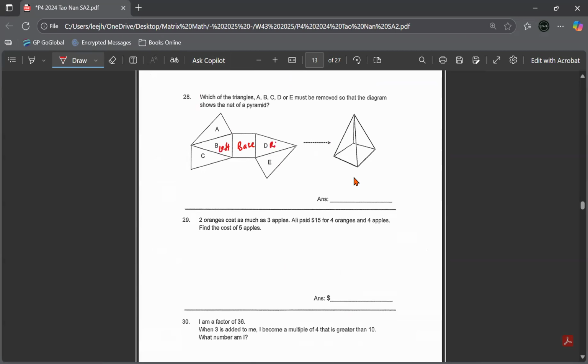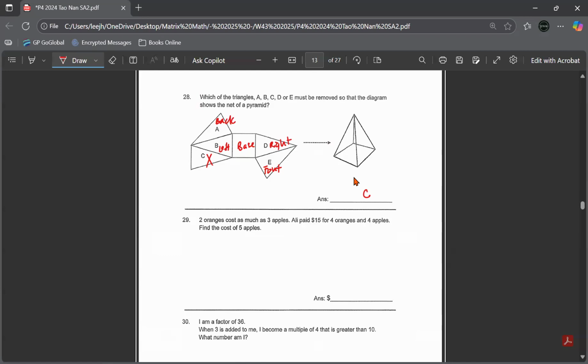D is the right. So which means E will be the front and A will be the back, which means you need to remove C. Because C cannot be anywhere, right? Because E will be taking up the front. C cannot be the front as well because it's an inverted triangle. So you cannot put an inverted triangle in front.